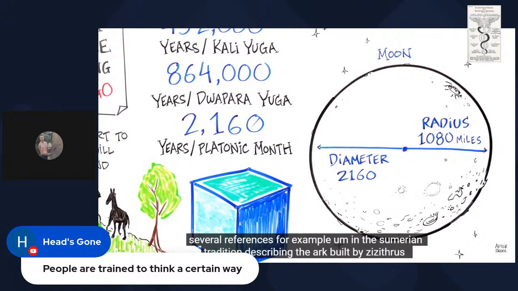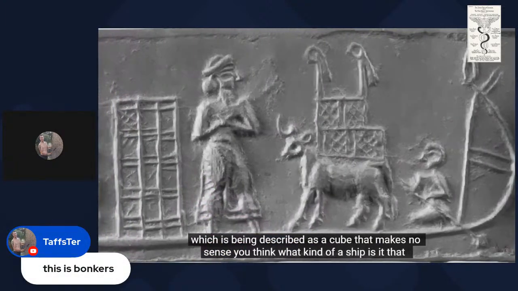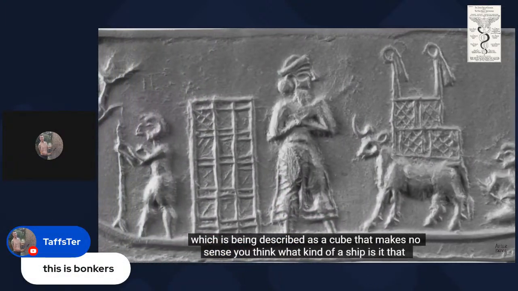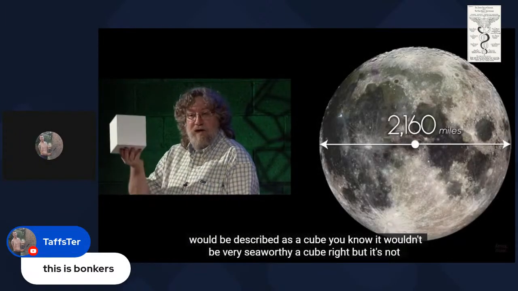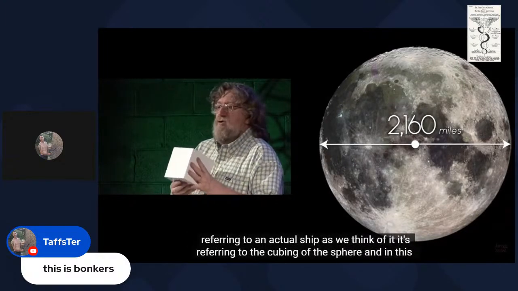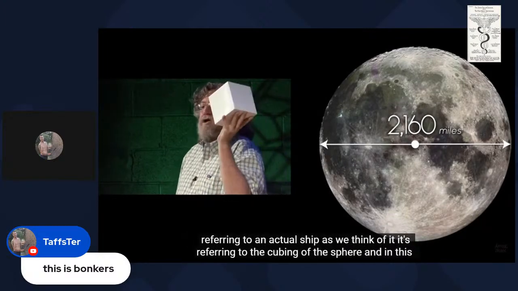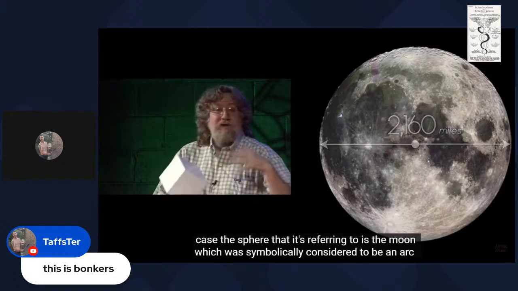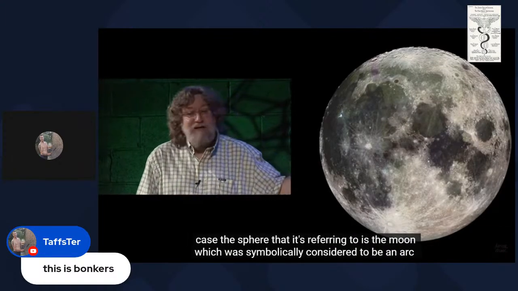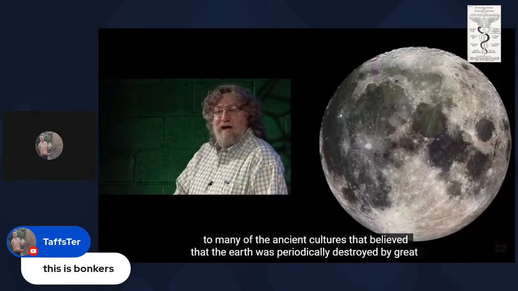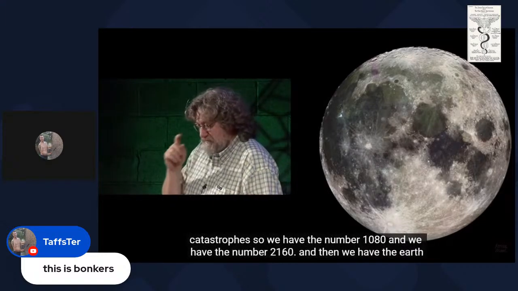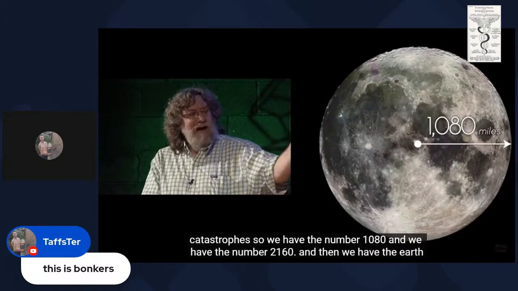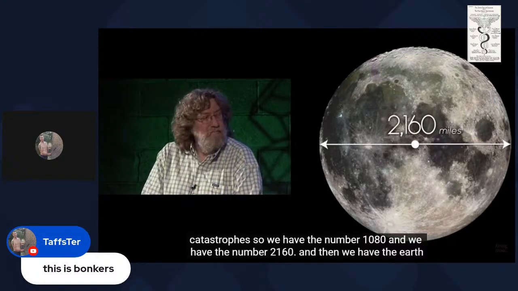There are several references, for example, in the Sumerian tradition describing the ark built by Xisthros, which is described as a cube. That makes no sense. You think, what kind of ship would be described as a cube? That wouldn't be very seaworthy, right? But it's not referring to an actual ship as we think of it. It's referring to the cubing of the sphere. And in this case, the sphere is the moon, which was symbolically considered to be an ark to many of the ancient cultures that believed the earth was periodically destroyed by great catastrophes. So we have the number 1,080, and we have the number 2,160.